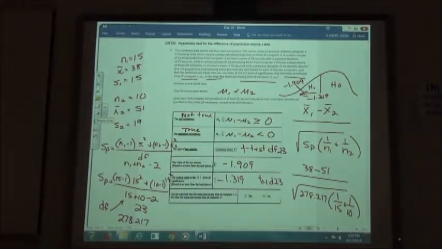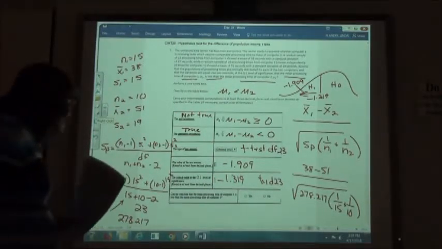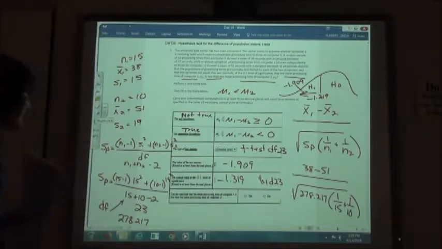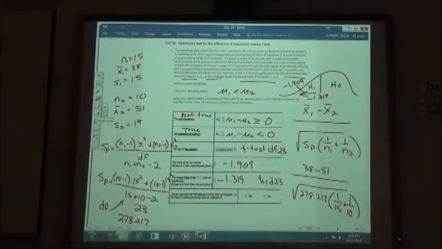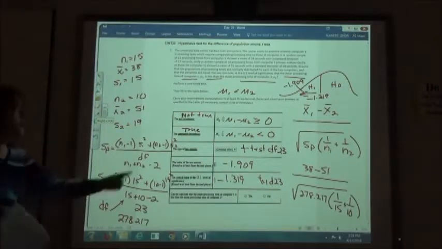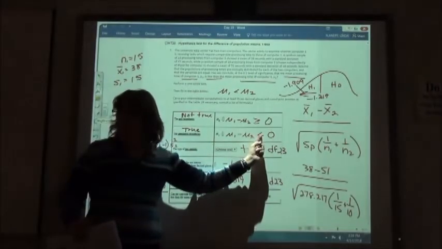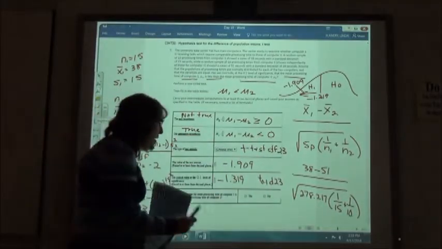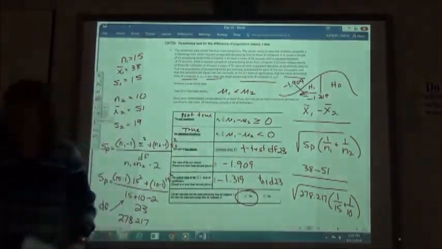So, can we conclude that the mean processing time of computer 1 is less than the mean processing time of computer 2? Yes, we can. The true statement was that it was less, right? So can we conclude that it's less? Yes, we can.